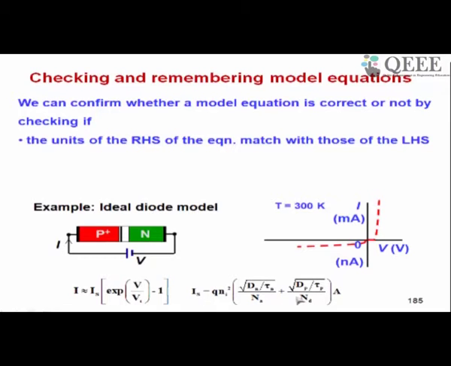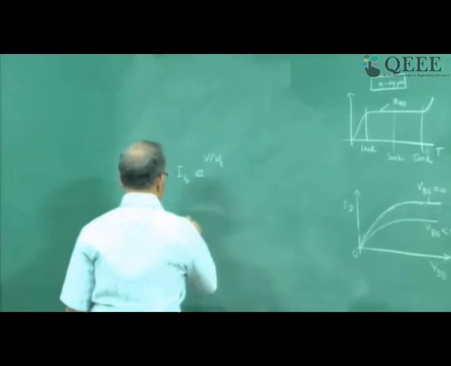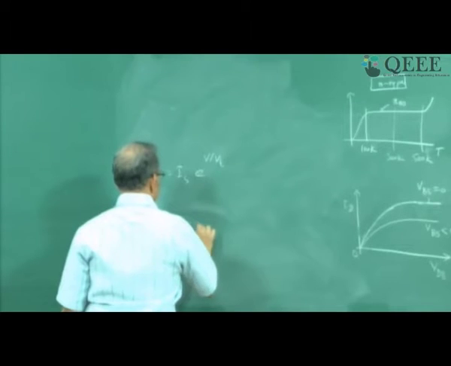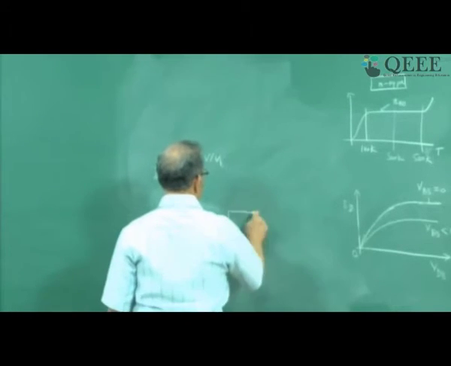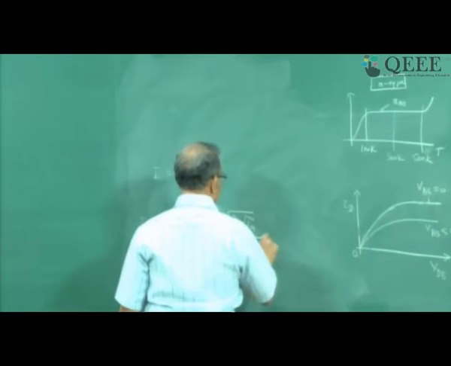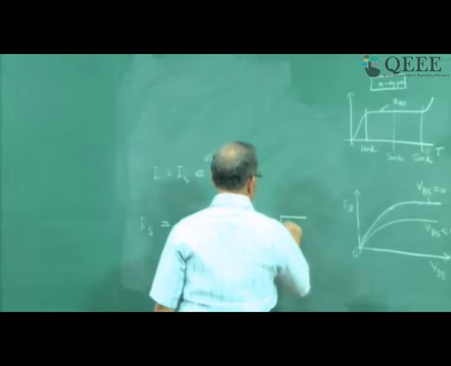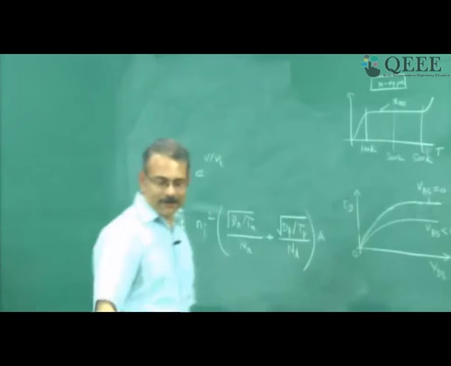So Is is equal to Q into Ni square into square root of Dn by tau n by Na plus square root of Dp by tau p by Nd, into area. That is what we have written.